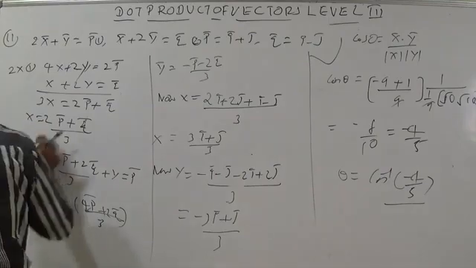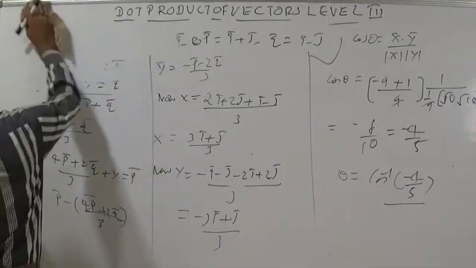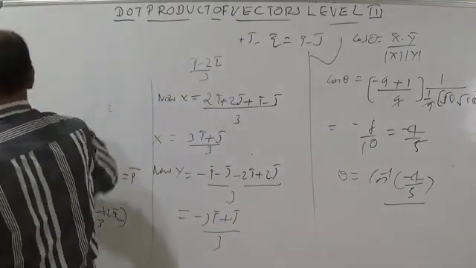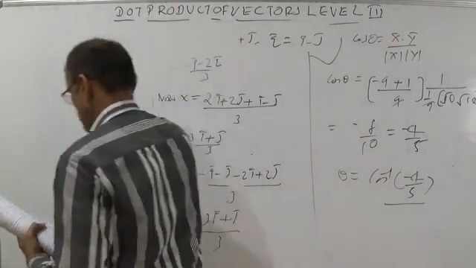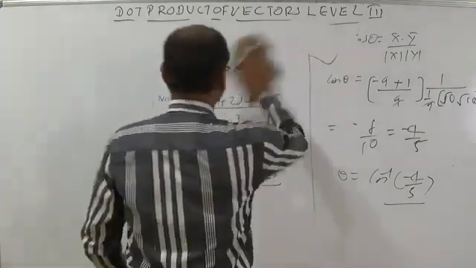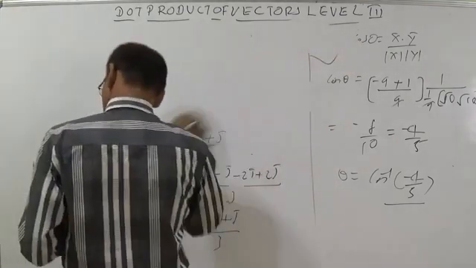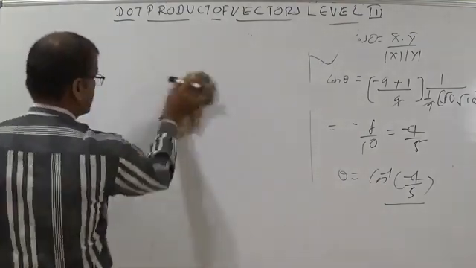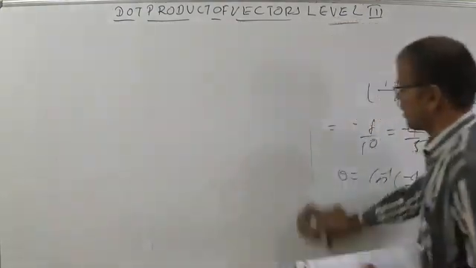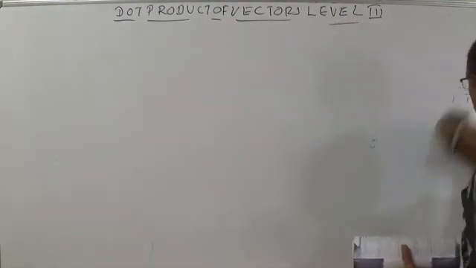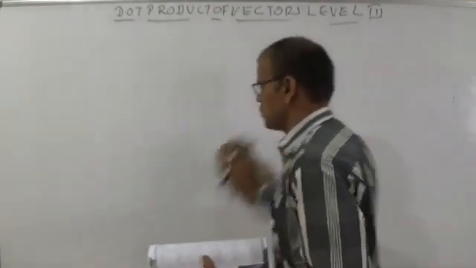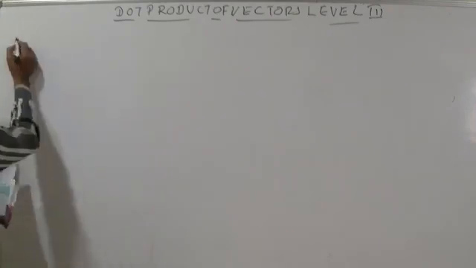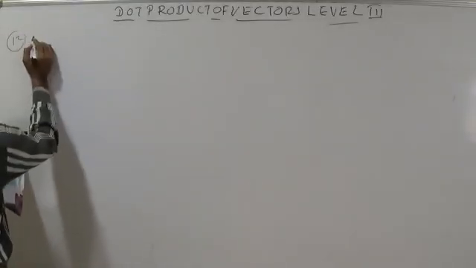12th question. A, B, C are given as the vertices of a triangle. If the median AM is equally inclined to coordinate axis. So whenever a question in vectors is given regarding coordinate axis, you should try to understand that i bar, j bar, k bar are the unit vectors along x, y, z axis respectively. So this is the 12th one.